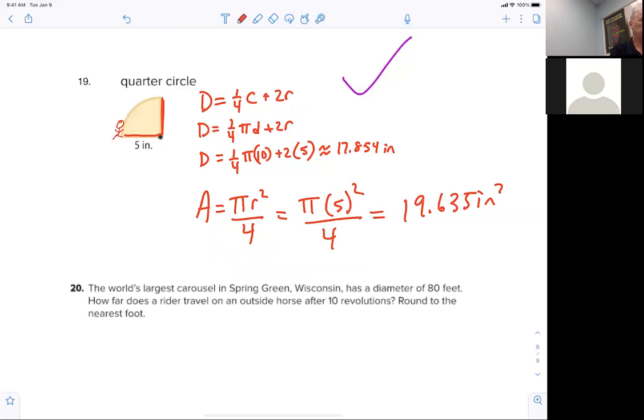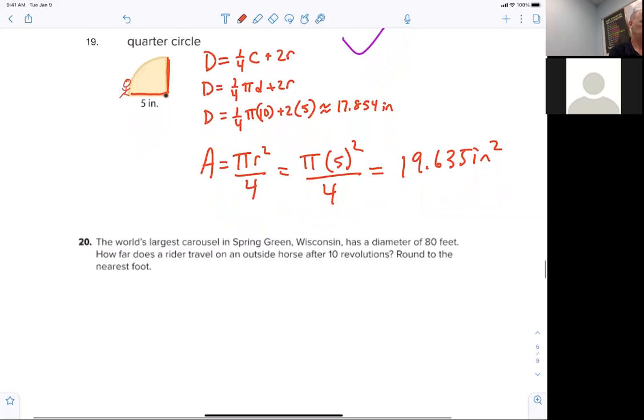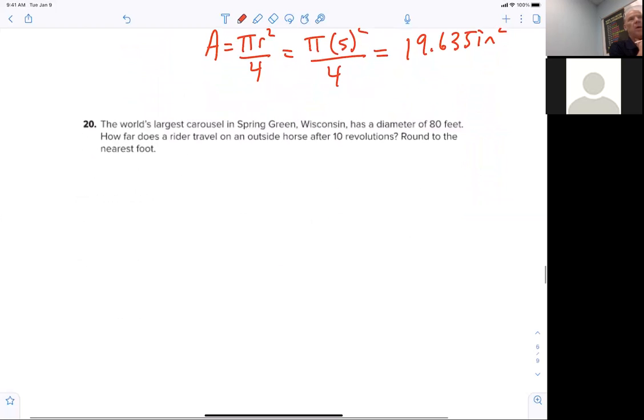And then inches squared. Is that okay? Everybody? Okay. All right. Now, Riley, did you do one yet? All right, so you're up.